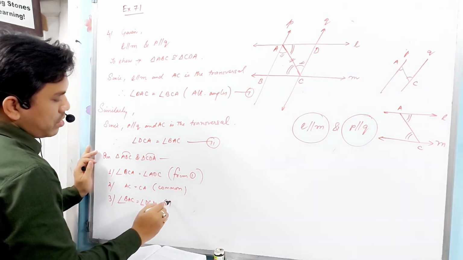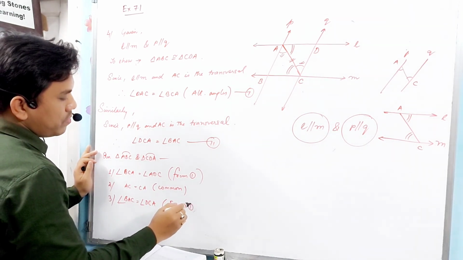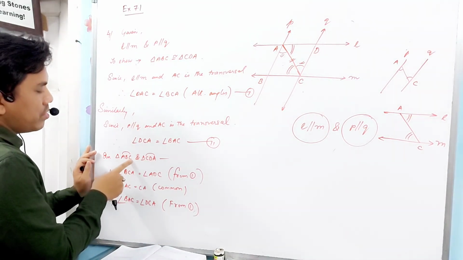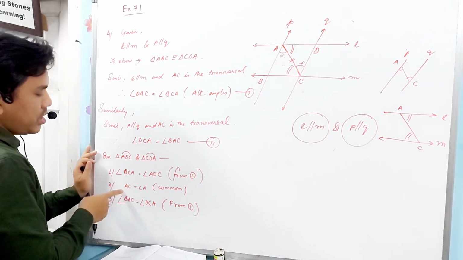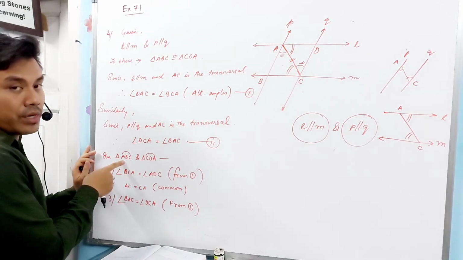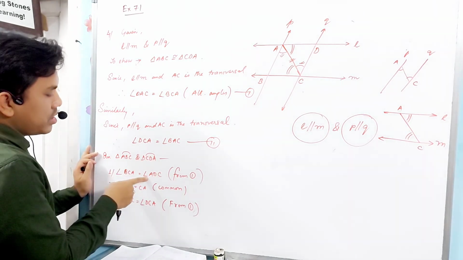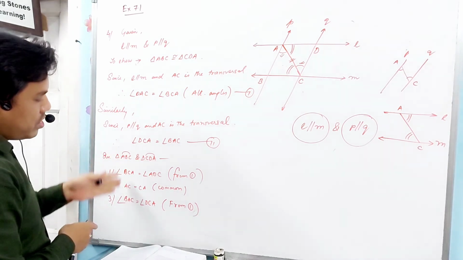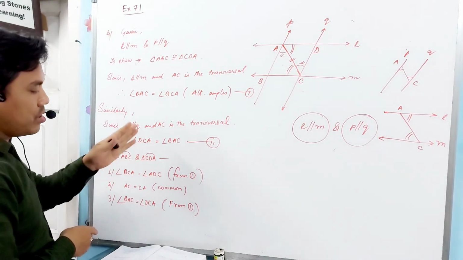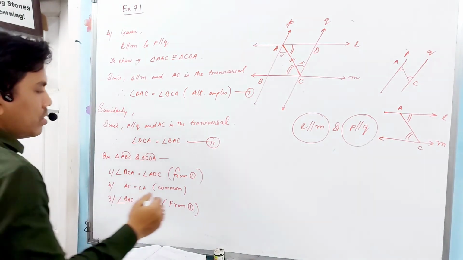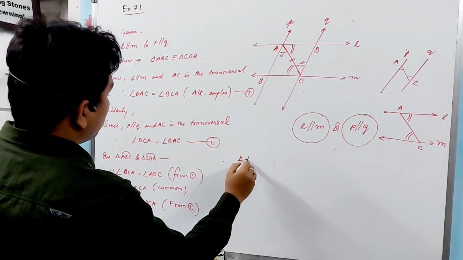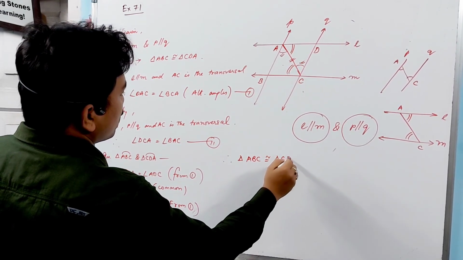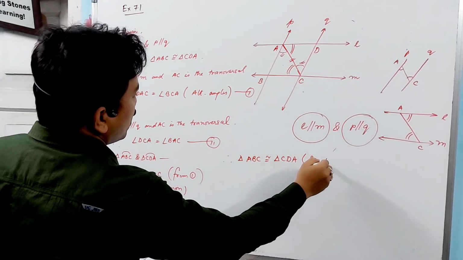Why? I told you already, the parts of the respective triangles should be on one side. ABC I have written here now. Angle BCA, AC and angle BAC are from this triangle. ADC and CA are from triangle CDA. So parts of this triangle have to be written on the left hand side, and parts of the other triangle on the right hand side. Now we can say that both the triangles are congruent by ASA.